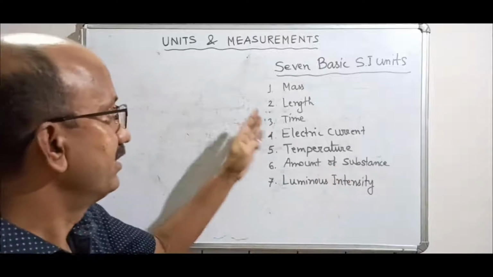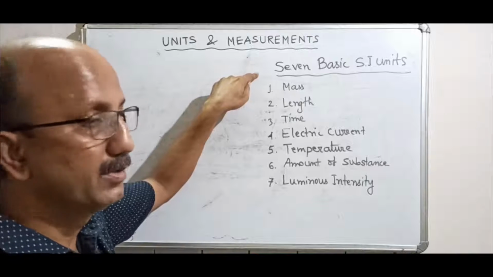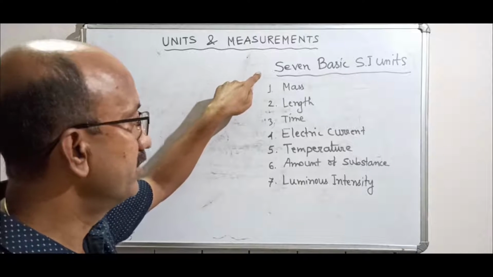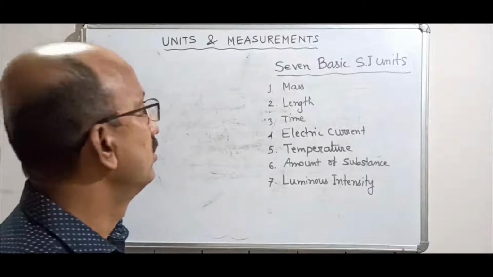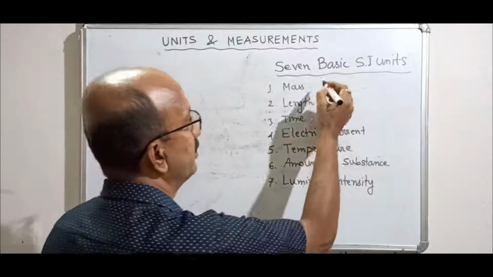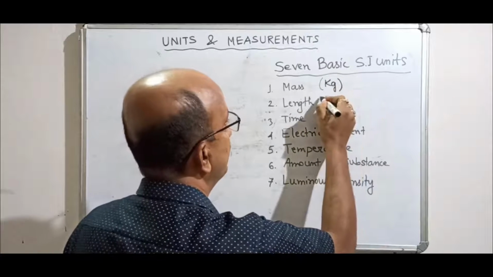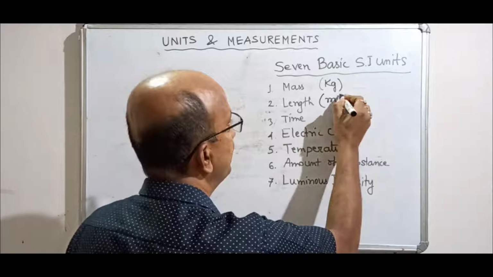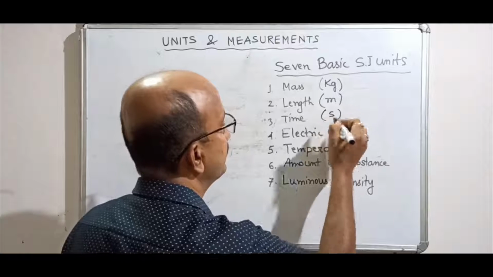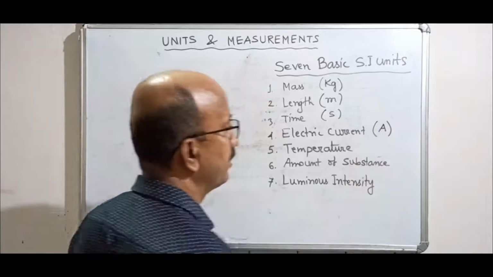Now we are going to understand the SI units associated with the 7 fundamental or basic units. As you know, there are 7 fundamental quantities. The first is mass. The SI unit of mass, as you know, is kg. Length is measured in meter. Time is seconds. Electric current, ampere.